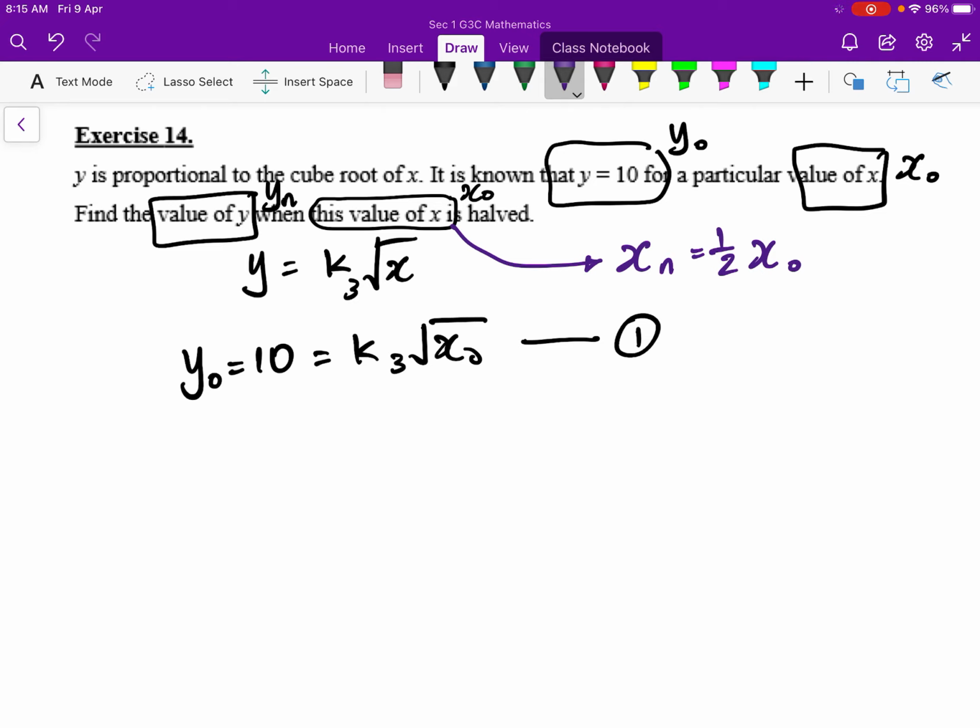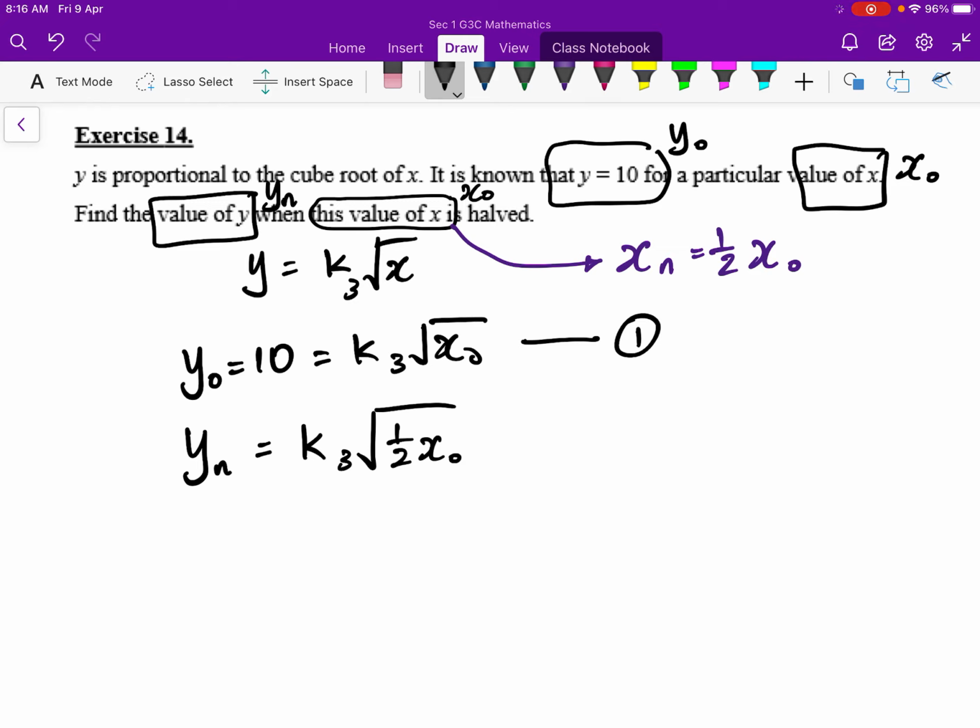Now we're going to form our second equation, where we have y-new. I don't know what that is, but it is going to be k times the cube root of the new x. I'm just substituting new x, new y into the original equation. But at this time, I have a relationship between the new x and the old x. So instead of having another unknown over here, we should replace it with something that we have an expression for. So this is half x-naught. Now I'm writing my new y in terms of the old x.